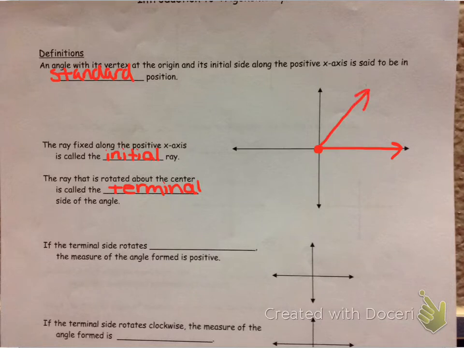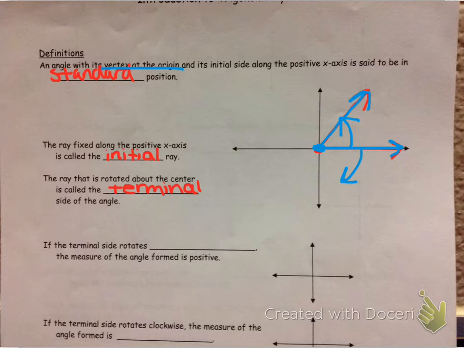The initial ray always has to be on the positive x-axis, and if you look up here in the definition, it says that the vertex also has to be on the origin. So you'll have the vertex on the origin, your initial side always pointing to the right, always on the positive x-axis, and then the terminal side is free to rotate anywhere it wants to rotate, and wherever it comes to rest is where our angle is located.